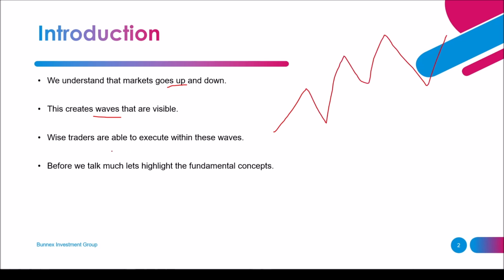So basically, wise traders are able to execute within these waves, meaning that buying the rallies and selling the dips is actually the sole purpose of traders. That's the main job for traders. We try to buy the rallies or sell the dips, for if there is a mistake, it's actually vice versa.